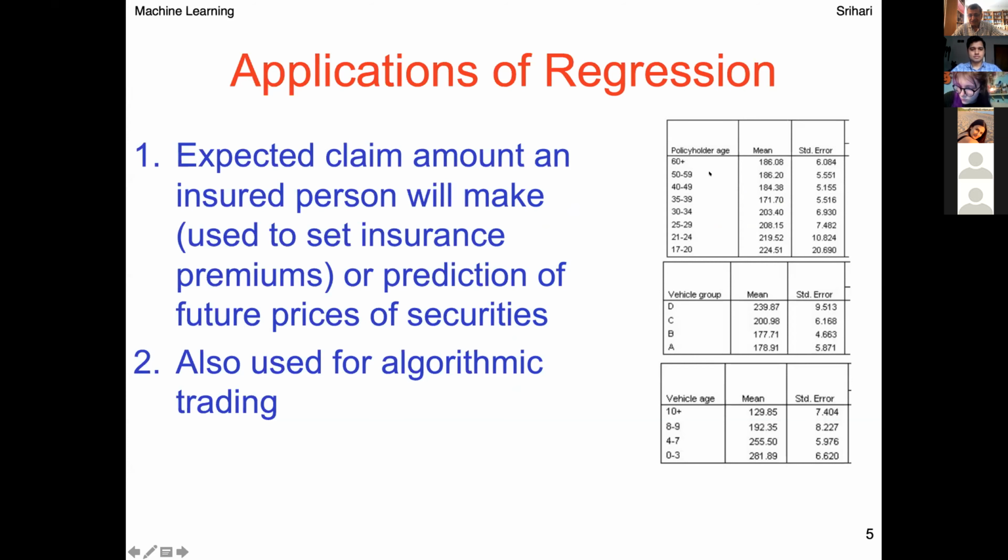And the average claim made is $186 for somebody who's 60 plus, 186, 184, 171. Now it's going down. But certainly it keeps going up here. For a youngster who's between 17 and 20, the expected claim is $224. So we have an interesting curve here. As the age increases, the amount keeps decreasing, and again slightly goes up after 40 or so.